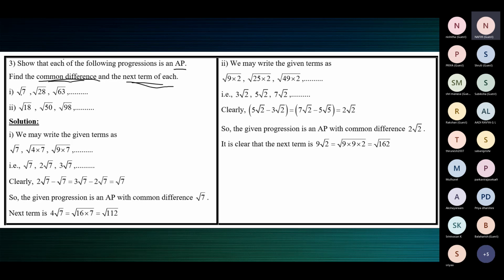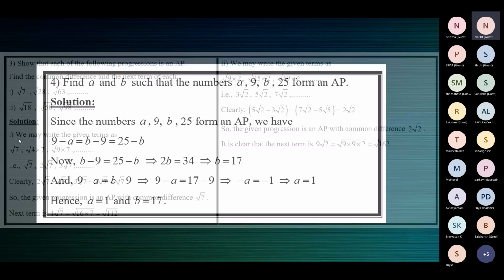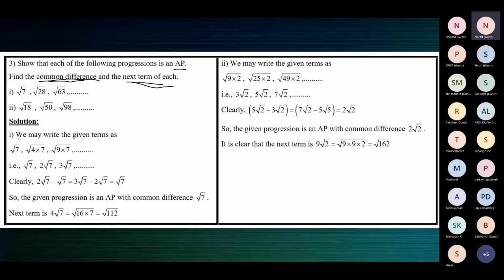Okay, the first one: root 7, root 28, root 63, and so on. It's an infinite sequence. Now we'll have to show that this sequence is an arithmetic progression. So write root 28 as a mixed surd, and root 63 as a mixed surd. Factorize.